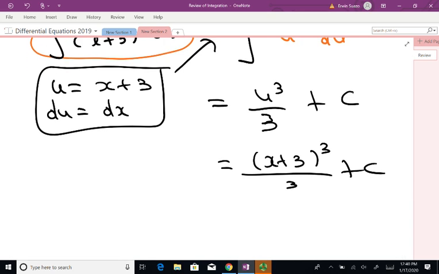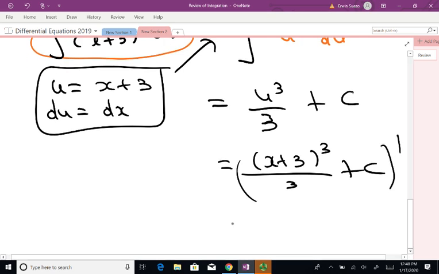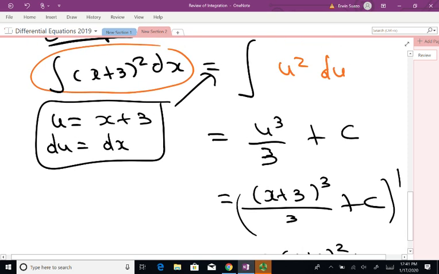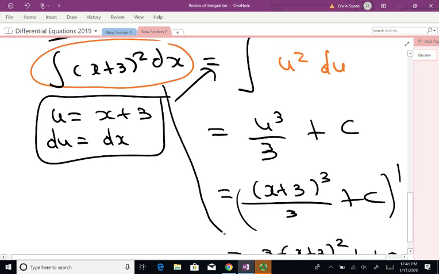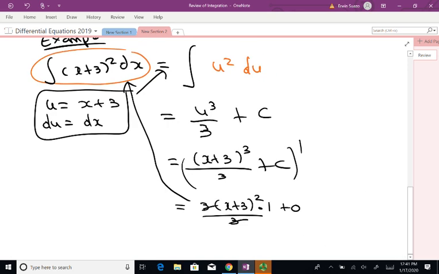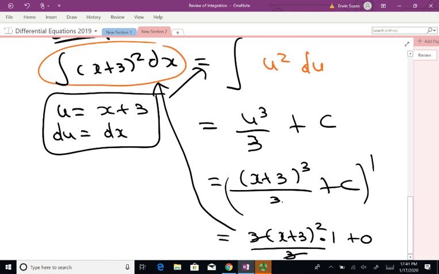Let's check this. The derivative of this is 3 times (x plus 3) squared divided by 3, times the derivative of the inside. What is the derivative of the inside? 1. Plus the derivative of the constant is 0. So I got 3, so I got (x plus 3) squared. That's exactly correct, right? The derivative of this guy gives me this guy. You see, the derivative of this guy gives me that. So that's exactly what I need to check, because that's the fundamental theorem of calculus.